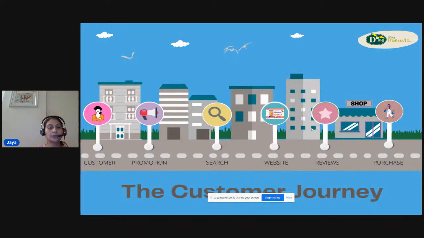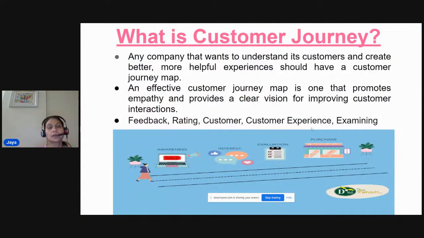So today we are going to discuss why the customer journey is so important in today's digital business tools. It has an ingredient of digitalization as well in this particular topic. So, in my first slide, what is actually a customer journey?